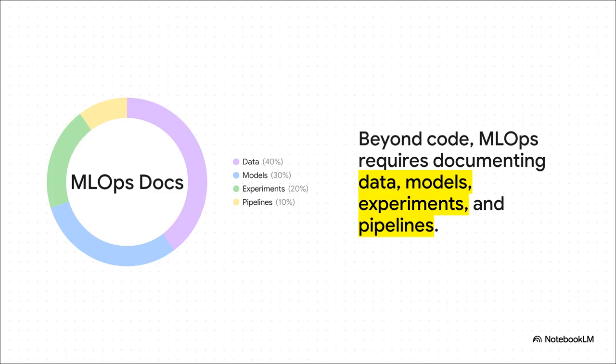The real integrity of your project, the thing that makes it trustworthy and reproducible, rests on these 4 pillars: the data you used, the models you built, the experiments you ran, and the pipelines that tie it all together. If you neglect any one of these, your project essentially becomes a black box.